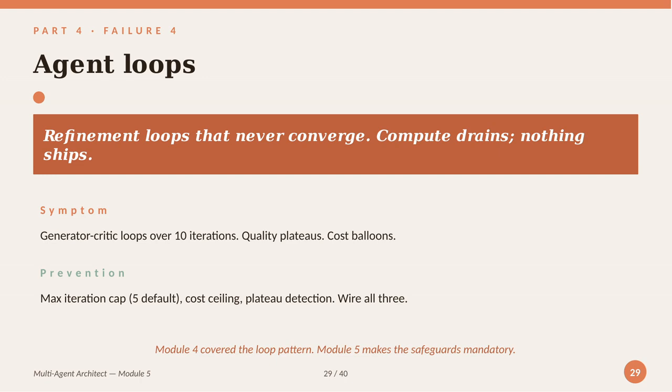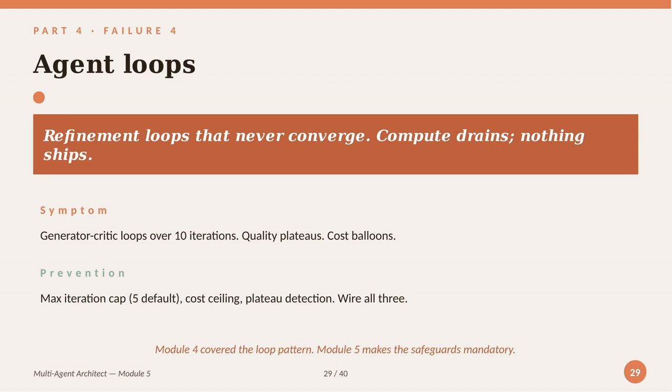The generator-critic loop runs 5 iterations. Then 10. Quality plateaus around iteration 4. The critic keeps demanding tweaks the generator can't make. The cost balloons. The user stares at a progress bar that just keeps spinning.